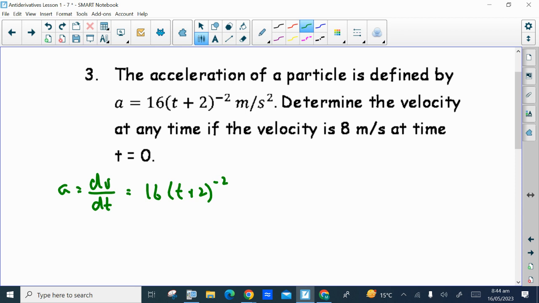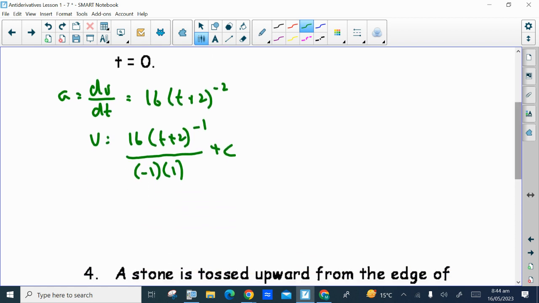So to find v, the velocity, in terms of t, again, we would take the antiderivative. We would add 1 to the negative 2, which will give us negative 1. We'll also divide by that value, and also we divide by the derivative of what's inside the brackets, which in this case is just 1. And again, it's the general antiderivative, so there's that plus c on the end. So we will say that the velocity equals negative 16 over t plus 2 plus c.